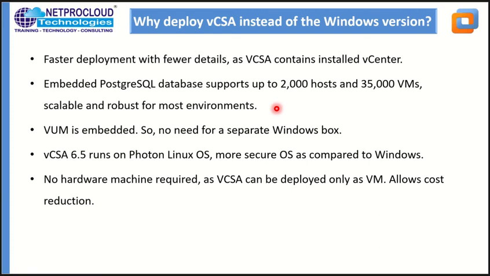Number three, vSphere Update Manager is embedded in the vCenter when we deploy it as the VCSA, so there is no need for a separate Windows machine or box. Next, VCSA 6.5 runs on Photon Linux operating system version 1.0, which is a more secure operating system compared to Windows. And no hardware machines are required because the VCSA can only be deployed as a virtual machine, so it allows cost reduction.